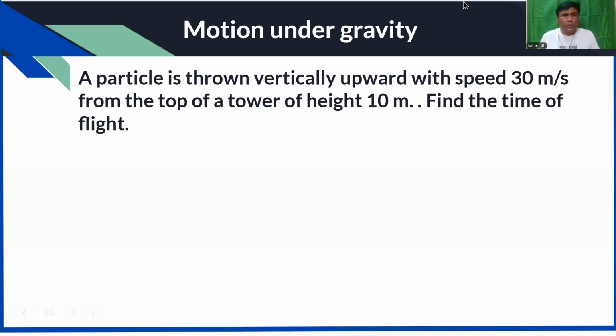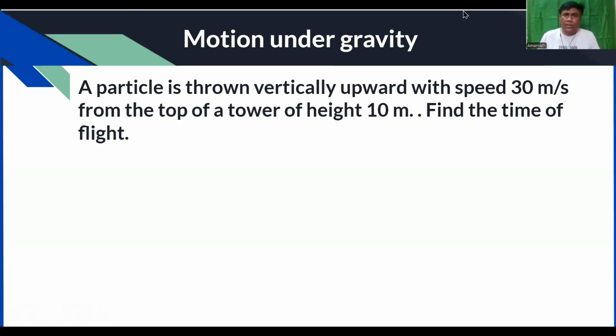Please try to solve this one now. A particle is thrown vertically upward with speed 30 meter per second from the top of a tower of height 10 meter. Find the time of flight, okay? I am giving you 2-3 minutes.